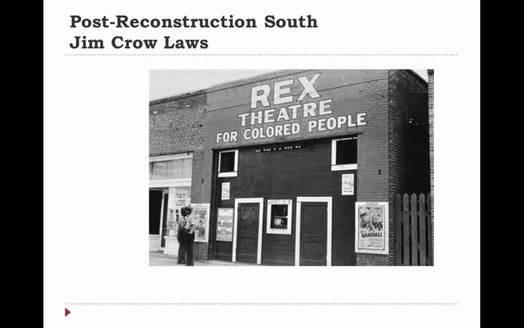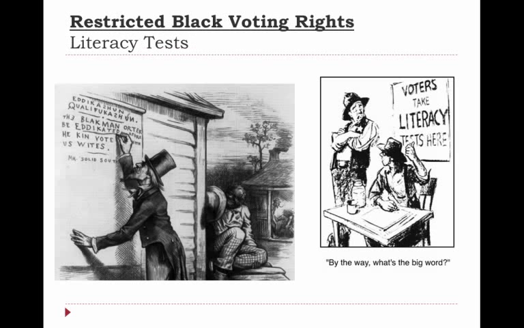But specifically what we're going to end the class period with today is this conversation about how they restricted black voting rights. After the end of Reconstruction, they decided, hey, you know what we're going to do? We're not just going to intimidate blacks from voting. We're literally going to make it as difficult as possible to stop blacks from voting. So the first thing that they did was they established literacy tests.